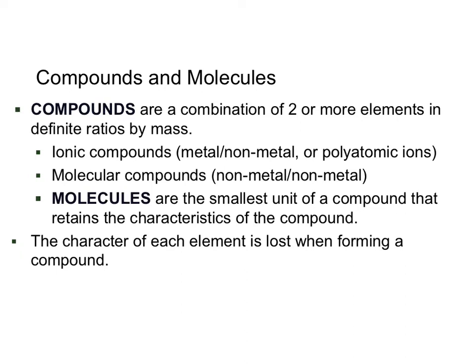We can also have molecular compounds, which are formed by two or more nonmetals coming together. One molecule is considered to be the smallest unit of a compound that still retains the characteristics of that compound. It's important to note that the properties of individual elements are lost when forming a compound.